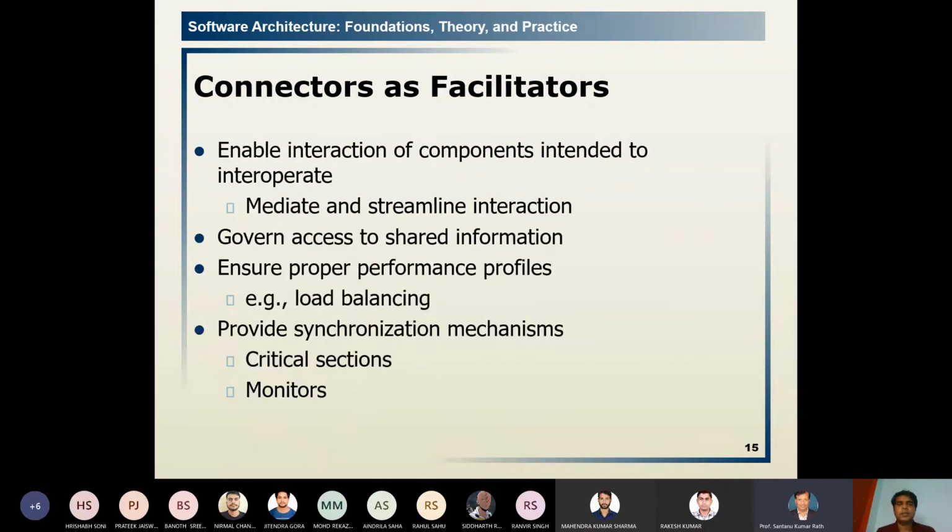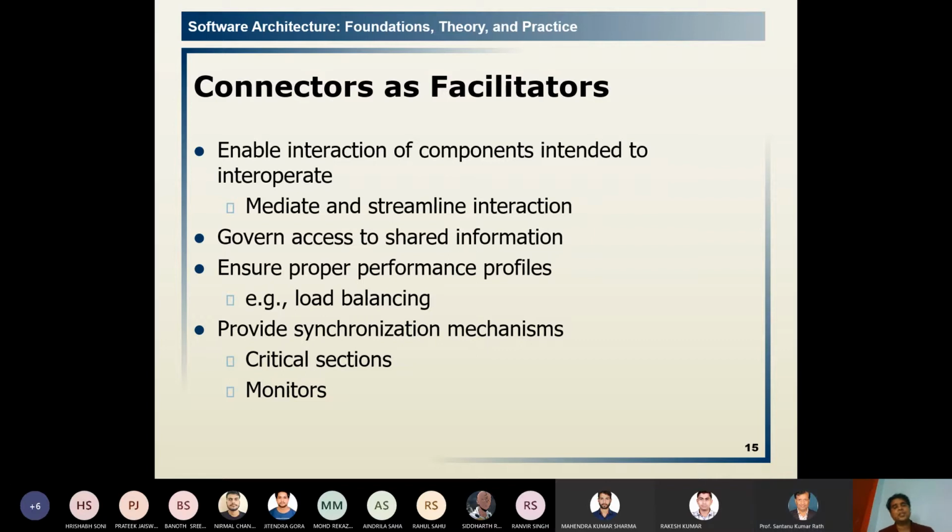Last one, the connectors as facilitators. It enables the interaction of components intended to interoperate. It provides the facility between the components for interoperation. How the components will interoperate with different platforms, it needs some facility. It needs some requirements. So during that time, that connector will work as a facilitator. It will provide the facility to enable the interaction between the components that are intended to interoperate.